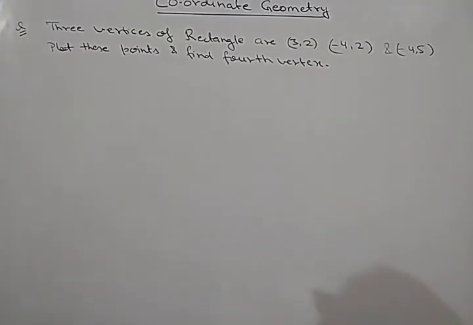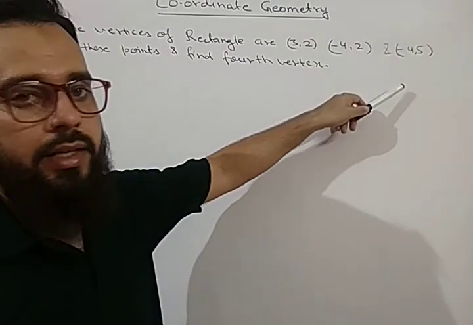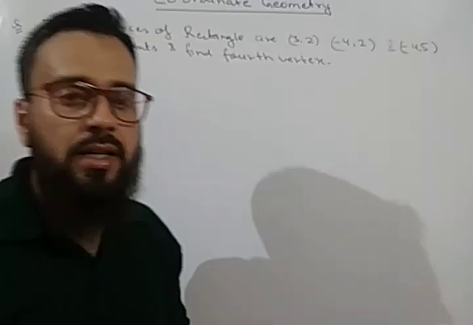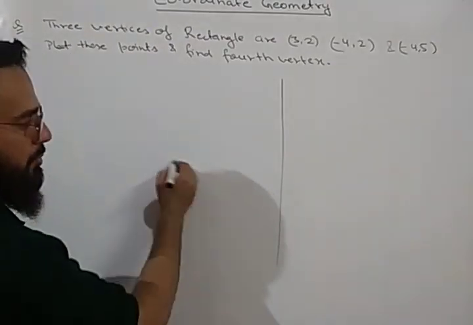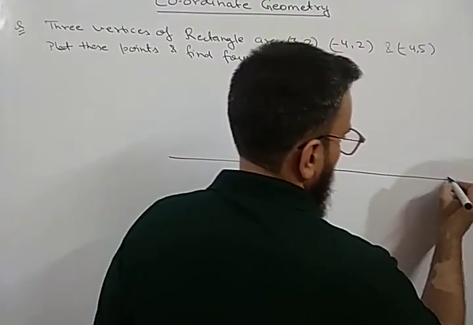Okay. So now we are talking about a rectangle. We are given 3 vertices of a rectangle. First we have to plot these 3 points and then find the fourth vertex of the rectangle. So let us start. We know the property of the rectangle: the opposite sides of a rectangle are equal.